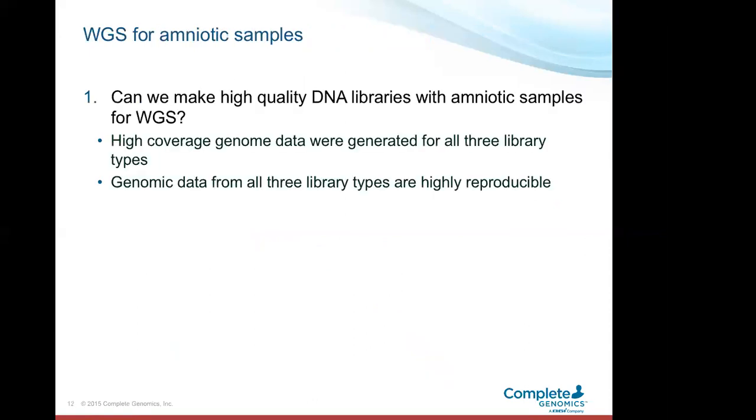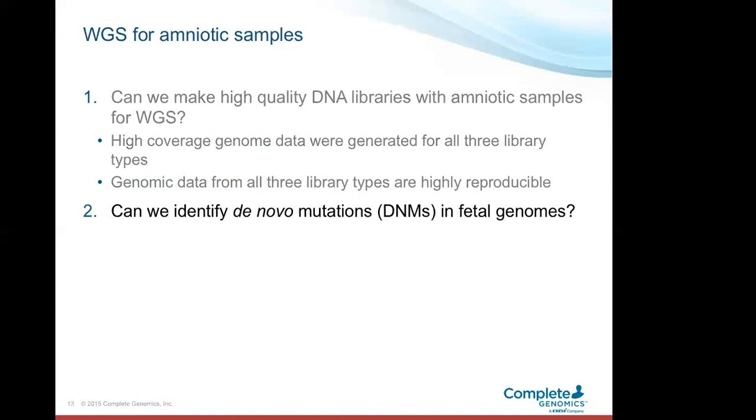Taken together, we demonstrate the feasibility of making high-quality DNA libraries with amniotic samples for whole genome sequencing, and we were able to achieve high coverage genomic data. And all three types of genomic data have been shown to be highly reproducible. Therefore, with this data, we asked, can we identify de novo mutations in these fetal genomes?